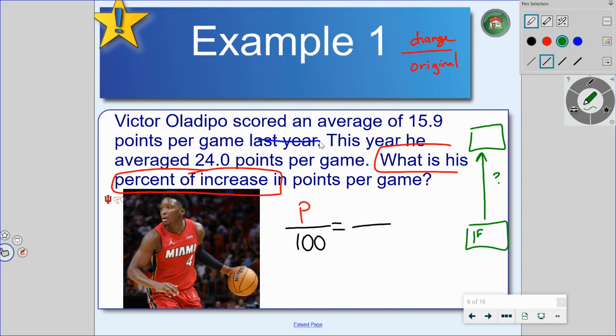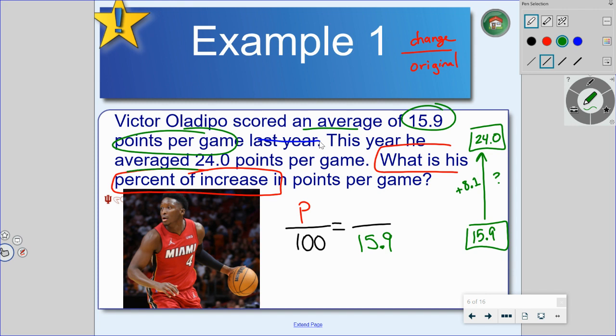So it started at 15 and 9/10. It ended at 24 and 0/10, and therefore it increased, I do believe that's 8 and 1/10. So which of those numbers do we use? We have three numbers, right? Well, the first thing, and sometimes I even write this right away before I even draw myself a picture, I put that original number in place. 15 and 9/10 points per game.